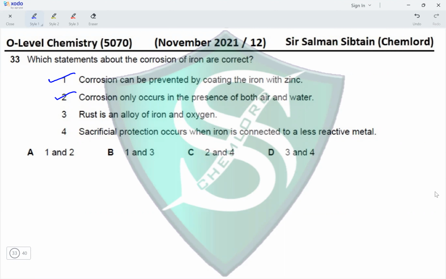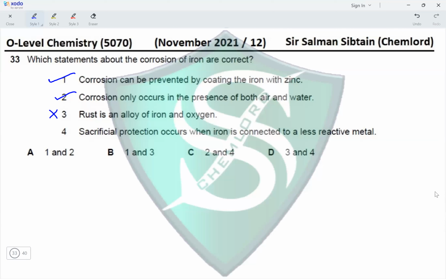3. Rust is an alloy of iron and oxygen. No, it is a compound. It is not an alloy. It is not a mixture of iron and oxygen. Iron and oxygen react with each other, forming iron 3 ions and O2 negative ions. So 3 is wrong.